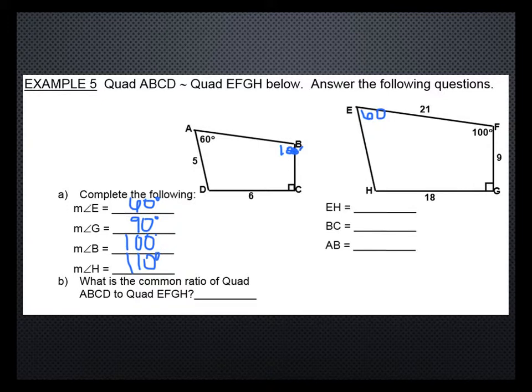In order to do this, we have to set up a common ratio. We're looking at small over large, so we can take one side of the small, let's take DC, and set up a common ratio with one side of the large, HG. This would be 6 over 18, which is 1 over 3. So our common ratio is 1 over 3.